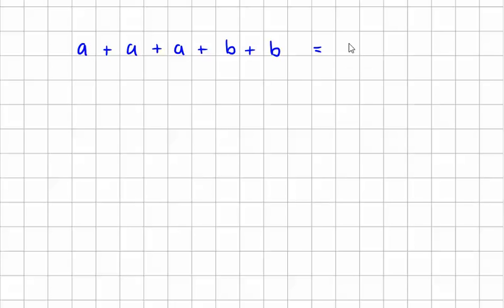So what would I write? 3 times A, 3a, plus 2 times b. But you don't write the times, so using our proper algebra, it's 3a plus 2b.